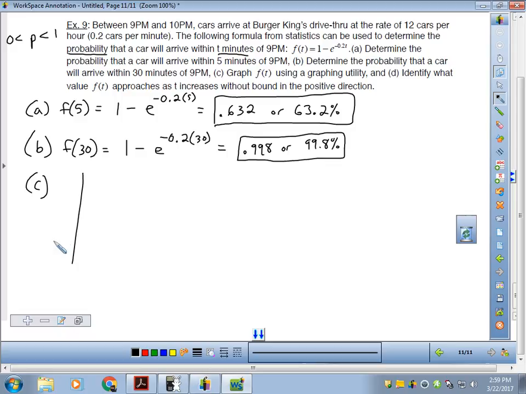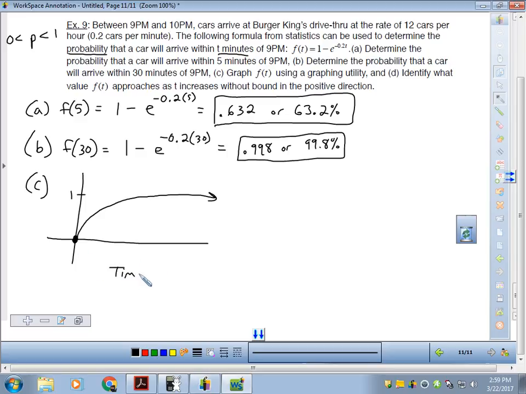So I'm just going to draw a quick little sketch of this. So at time 0, it has a 0% chance, and then it kind of goes like this and flattens out, where this is 1. Okay. And so here, the x-axis is time in minutes, and the y-axis is the probability.